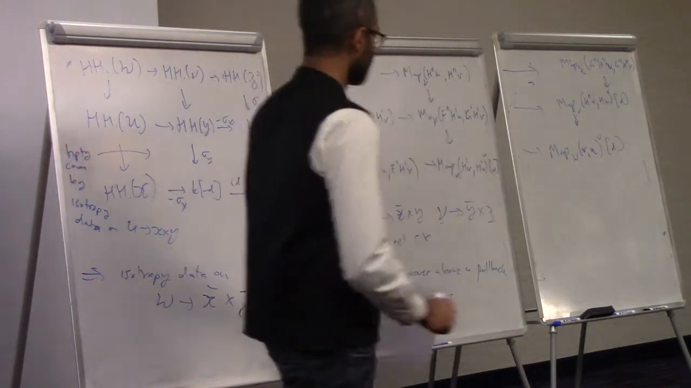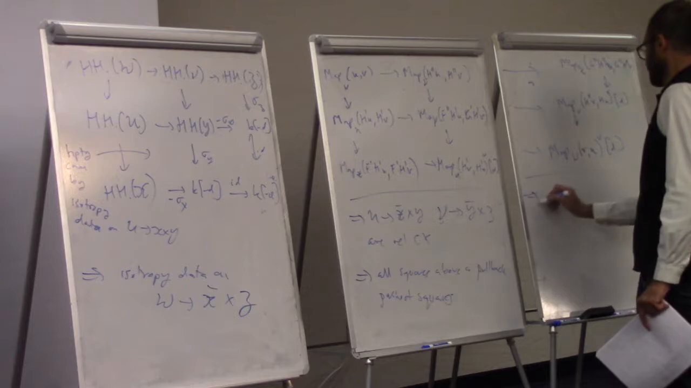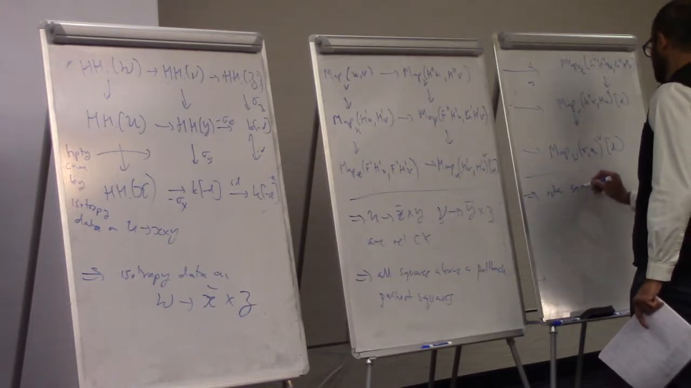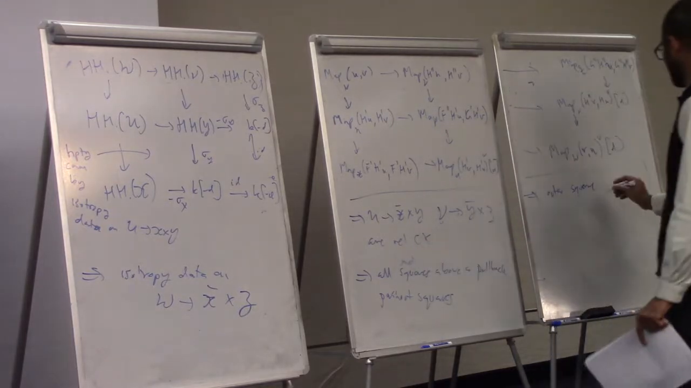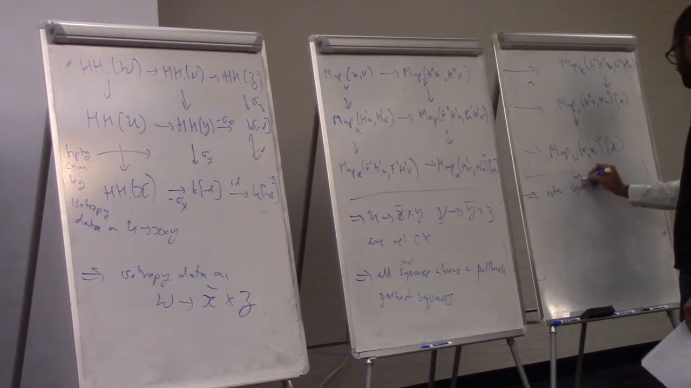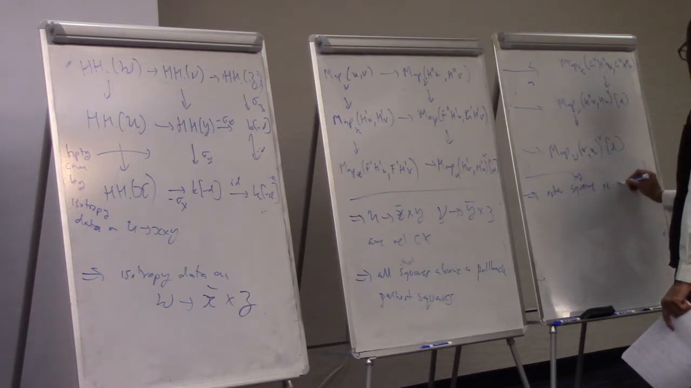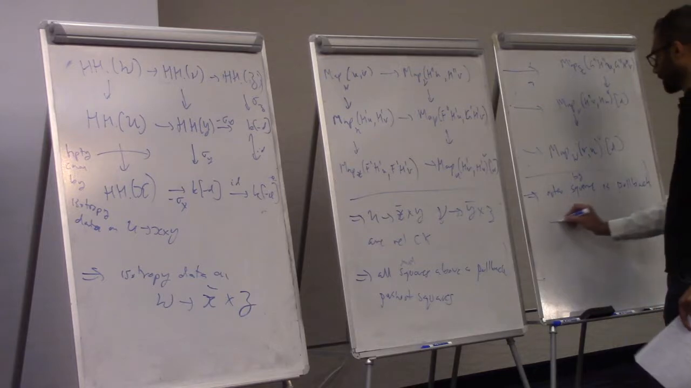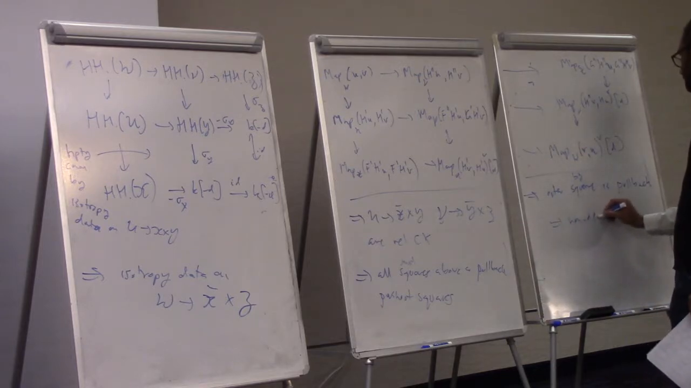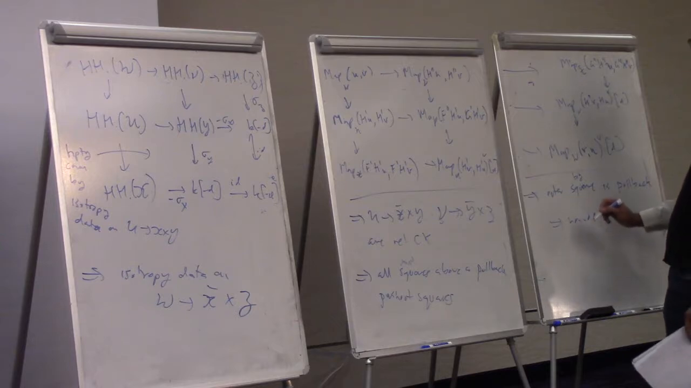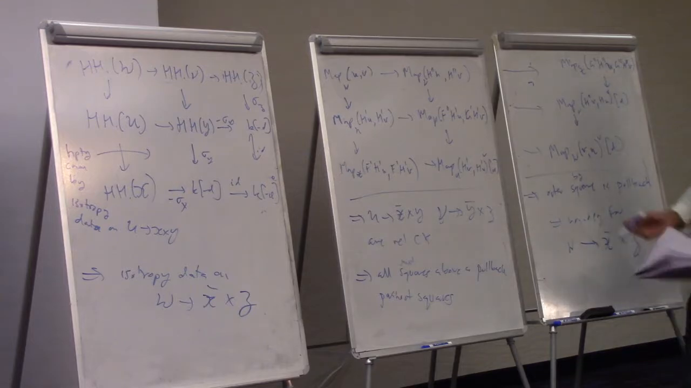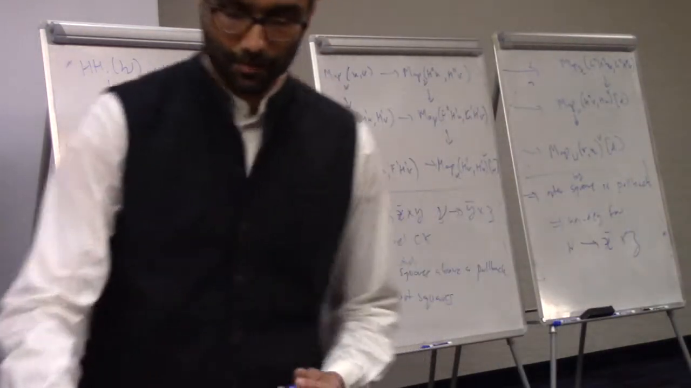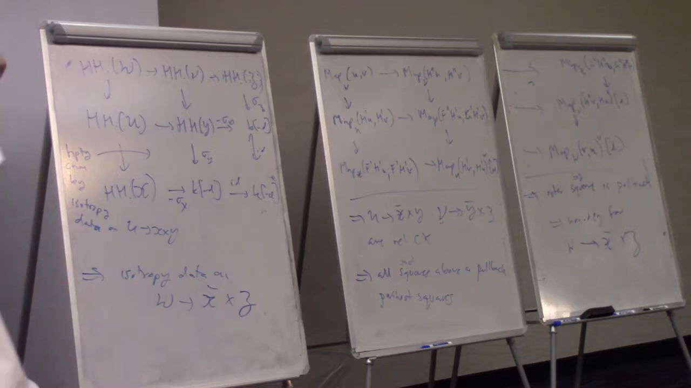...which implies the outer square, all small squares are pulled back, for short squares, which implies that the big outer square is also pulled back, which implies non-degeneracy for W mapping to x bar plus c. So there's nothing to it, it's just the definition and just playing around with some diagrams. So that's how you prove this result.